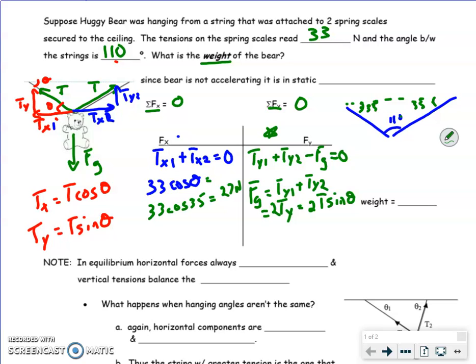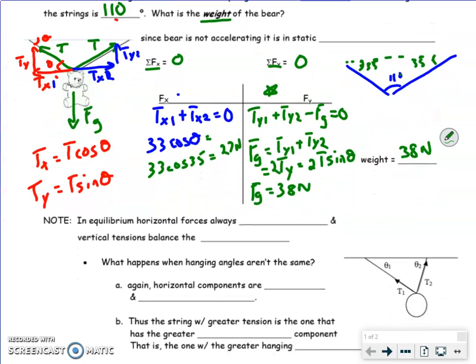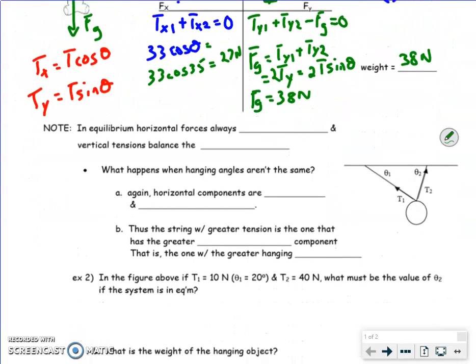Okay, so if I do the 2T sine theta, so I do 2 times 33 times the sine of 35 degrees, I get 37.8, or about 38 newtons. So the weight is 38 newtons because it's equal and opposite to the two vertical tensions. And that's really what most of these lessons are about.